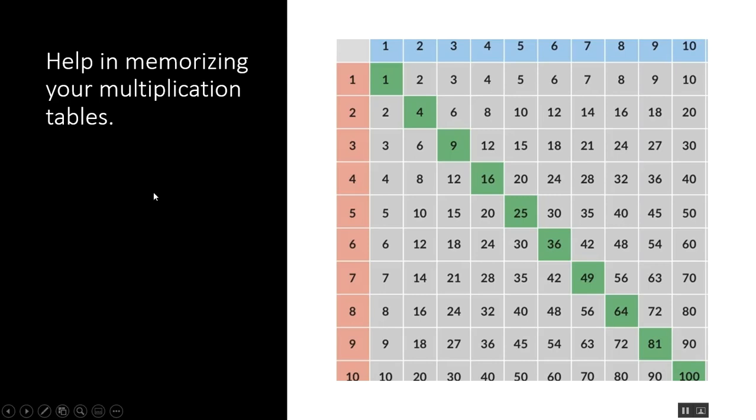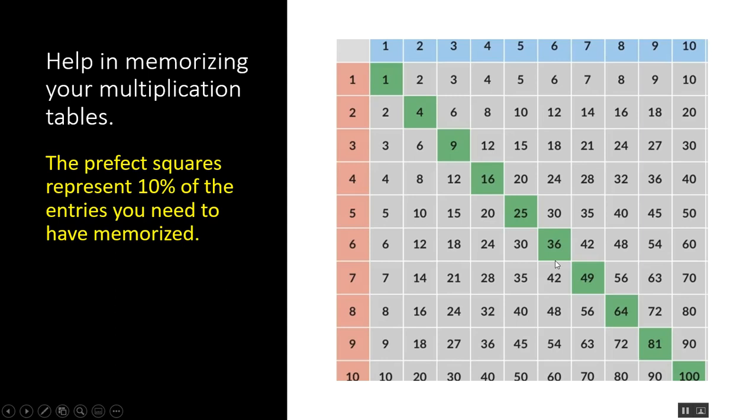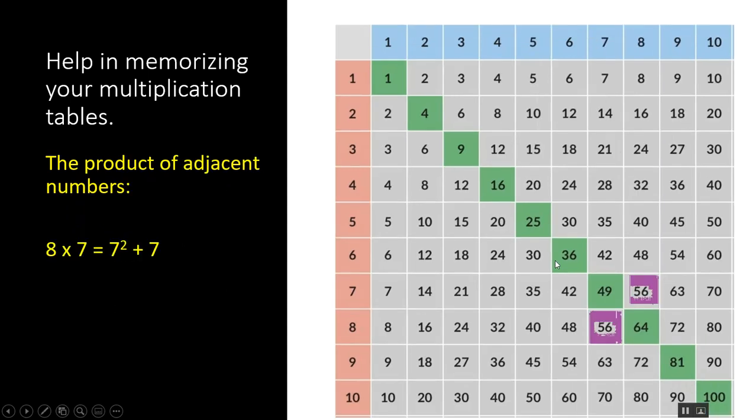It can also help you in memorizing your multiplication tables. Remember, they're just straight down the diagonal here. These perfect squares are 10% of the entries you need to have memorized.